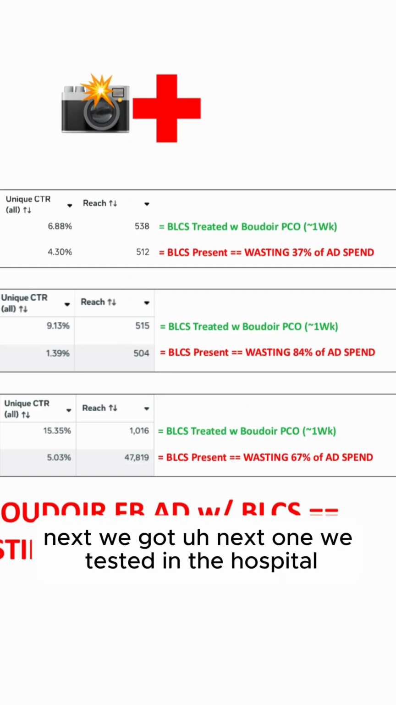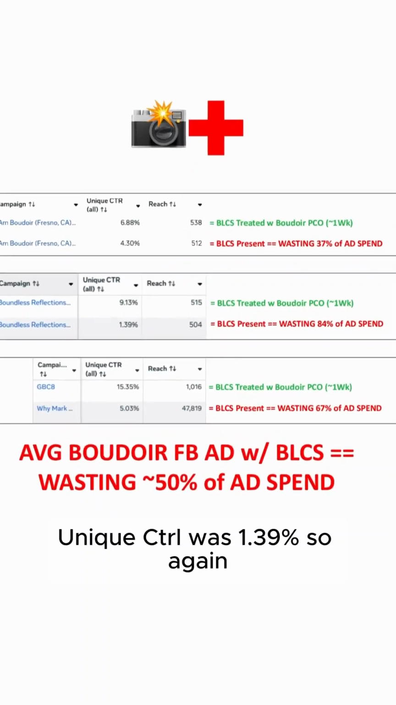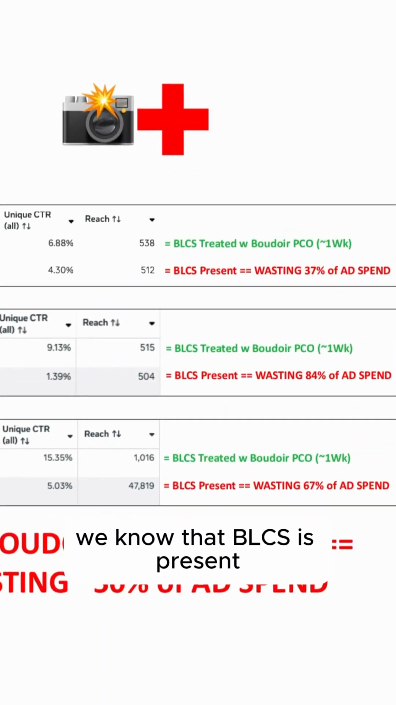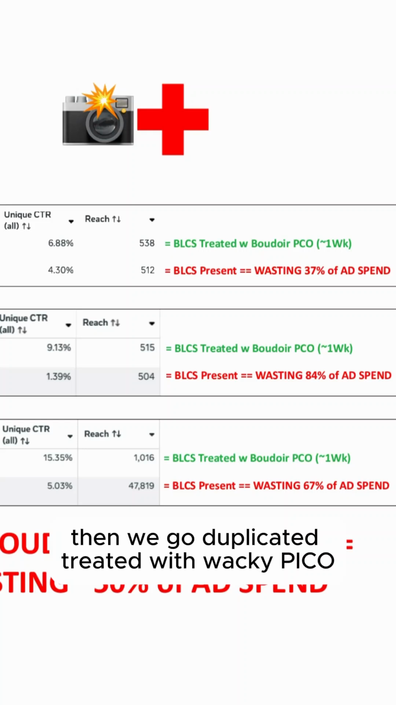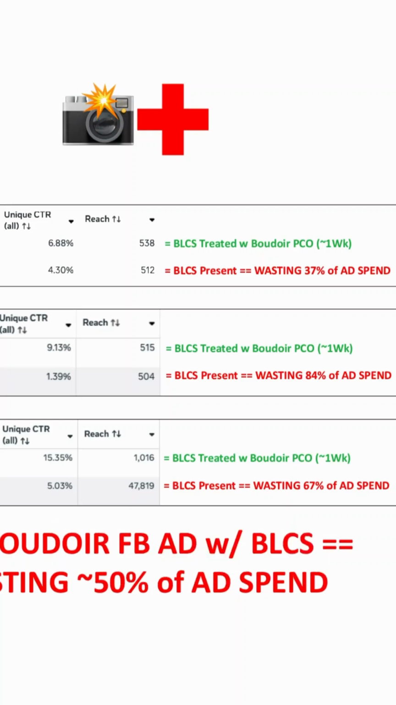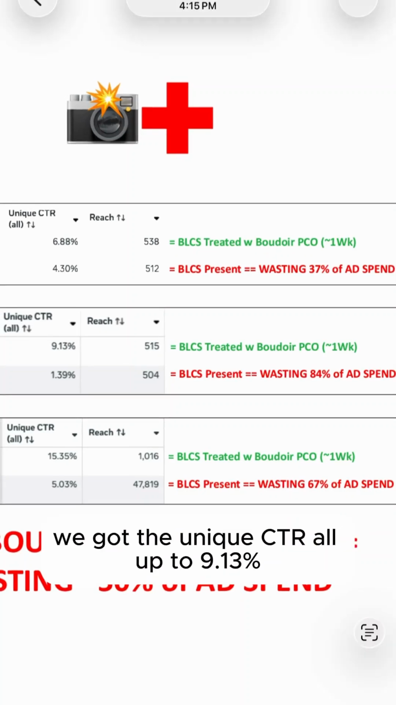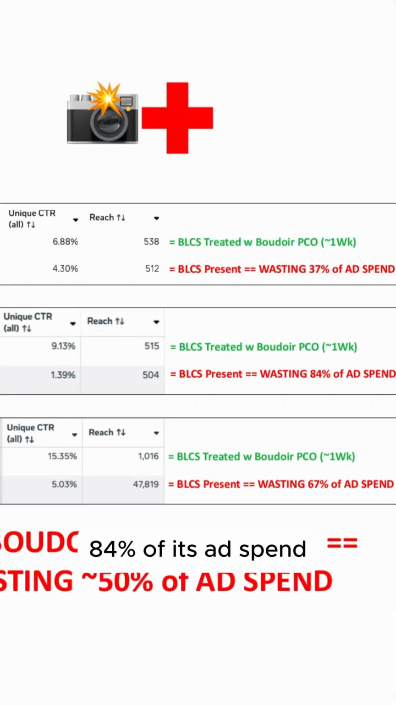Next, the next one we tested in the hospital had a unique CTR of 1.39%. So again, when unique CTR is under 6%, we know that BLCS is present. We duplicated, treated with Boudoir Pico, which takes about a week, and we got the unique CTR up to 9.13%. So we found out the original Boudoir Facebook ad was wasting 84% of its ad spend.